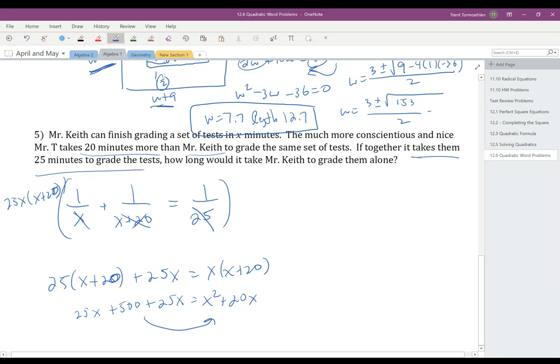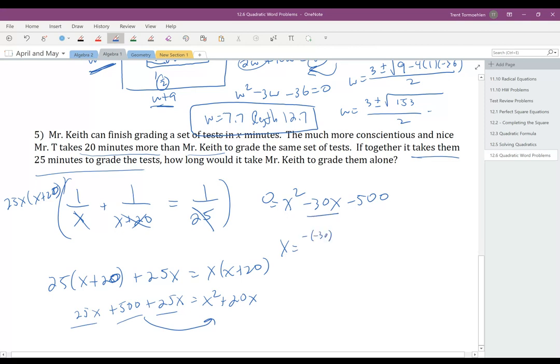Collecting everything over here, we get our quadratic as X squared, subtract 50X, so that gives me minus 30X, and then subtract 500. This one doesn't tell you if it should be simplest radical form or nearest tenth. And so you should give us an exact answer. Always give exact if it doesn't tell you which one. So it doesn't factor. And so we're going to use the quadratic formula.